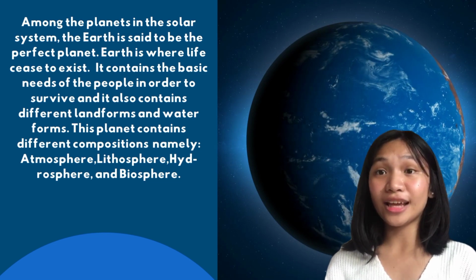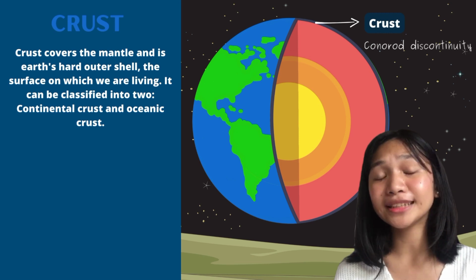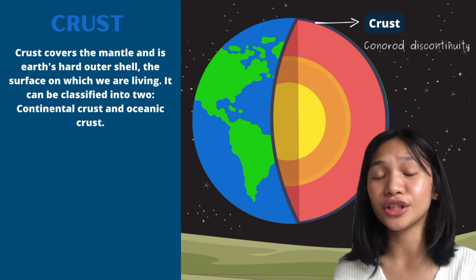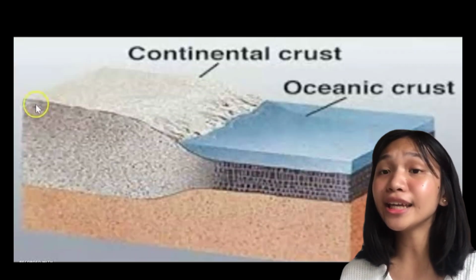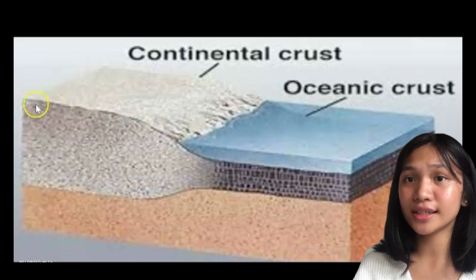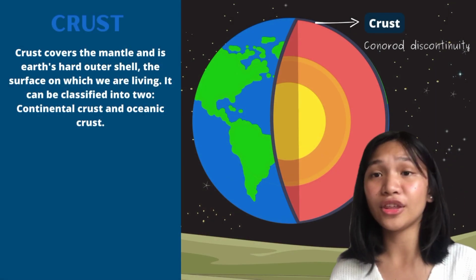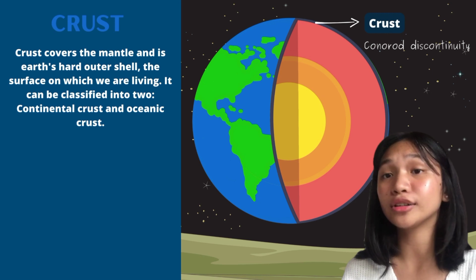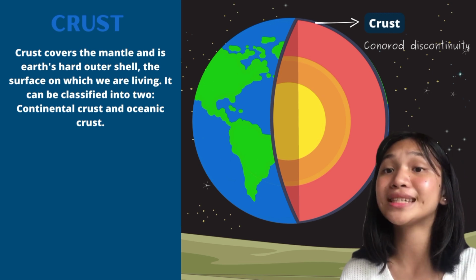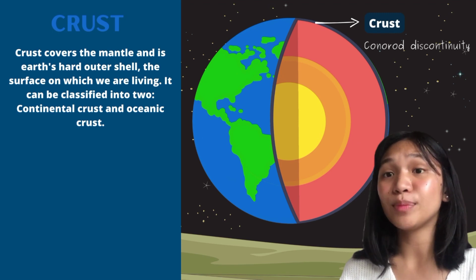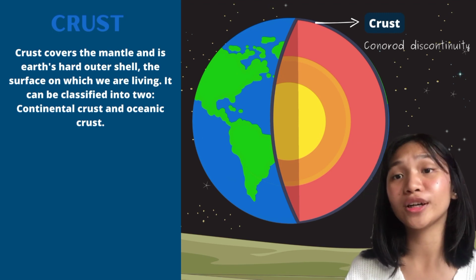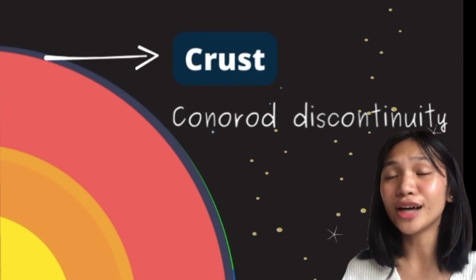The first layer I will discuss is the crust. Crust covers the mantle and is the Earth's hard outer shell. It is the surface on which we are living, and it can be classified into 2, oceanic crust and continental crust. So the crust or the lithosphere is the Earth's outer layer that is made up of silicate rock materials. The discontinuity that lies between the upper crust and lower crust is the Conrad discontinuity.